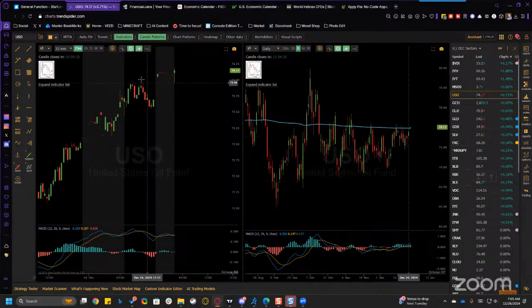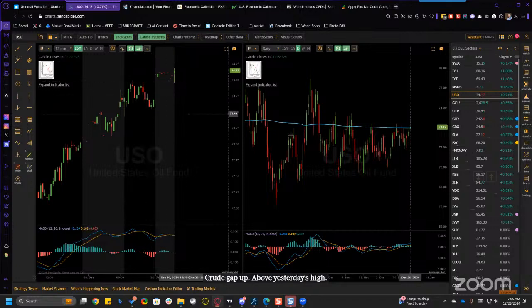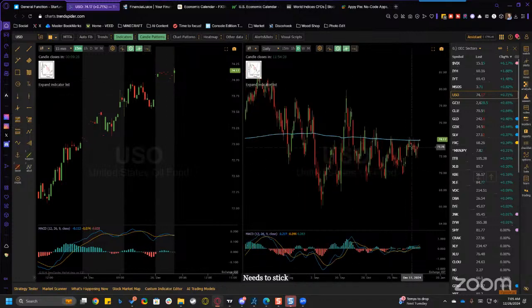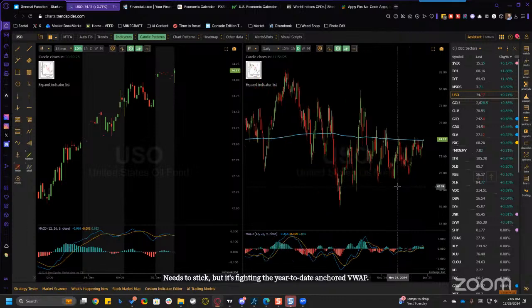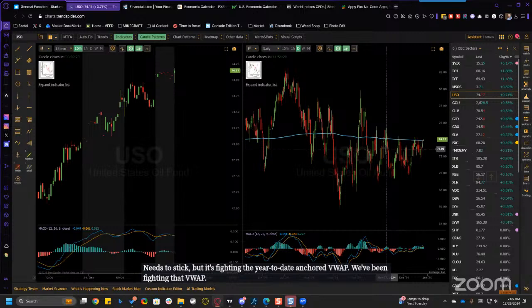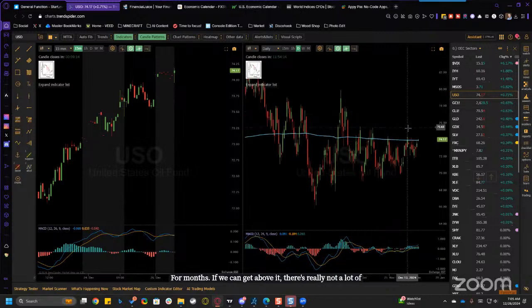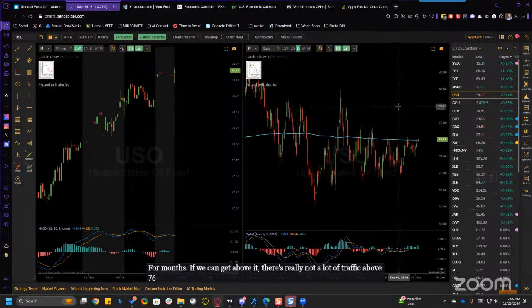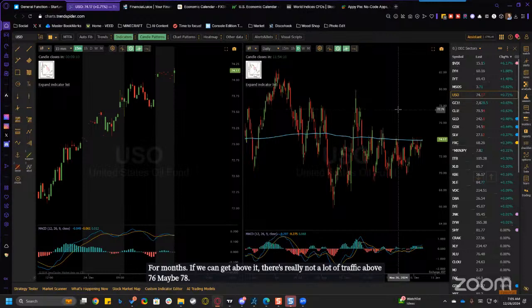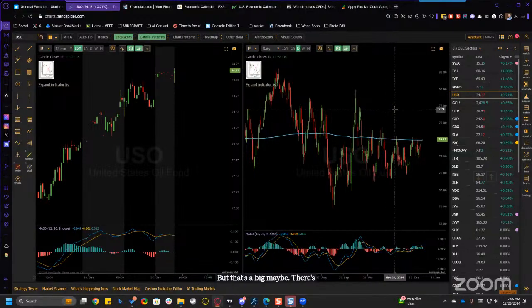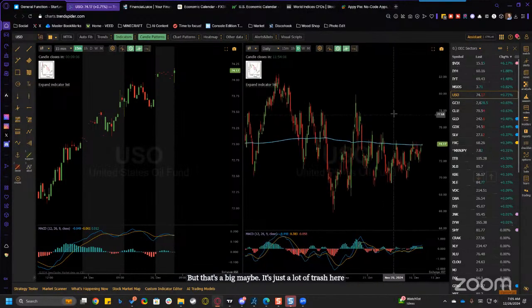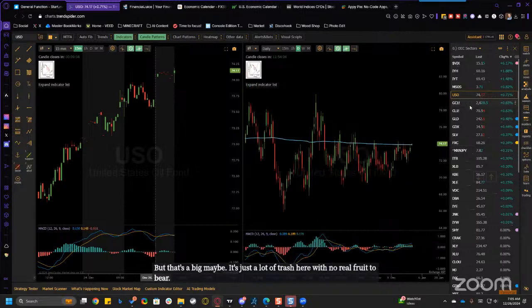Crude gap up above yesterday's high, needs to stick, but it's fighting the year-to-date anchored VWAP. We've been fighting that VWAP for months. If we can get above it, there's really not a lot of traffic above 76, maybe 78, but that's a big maybe. It's just a lot of trash here with no real fruit to bear.